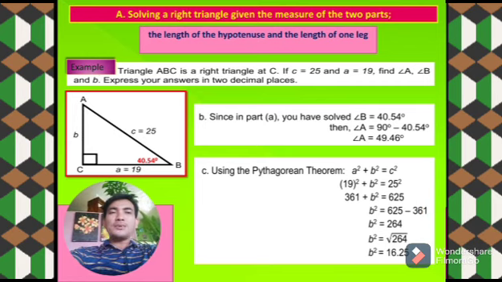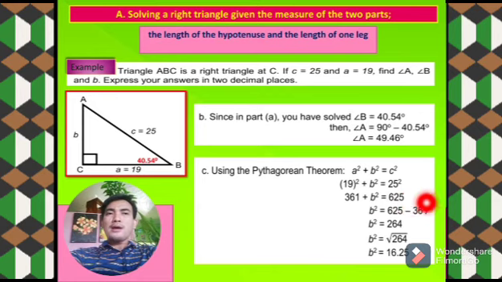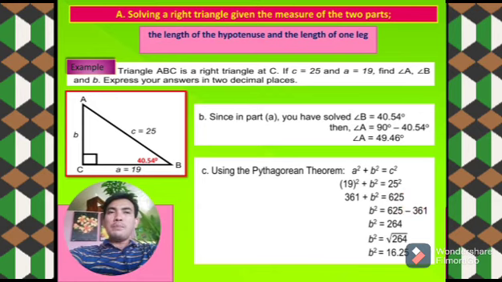So the answer we're gonna have is 16.25. That would be our side B. Is that clear? Again, the B there, that's not B squared. That is B is equal to 16.25.